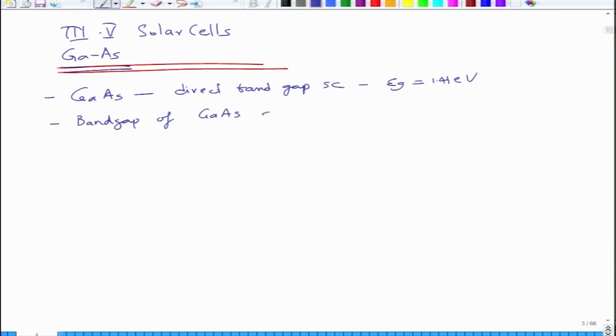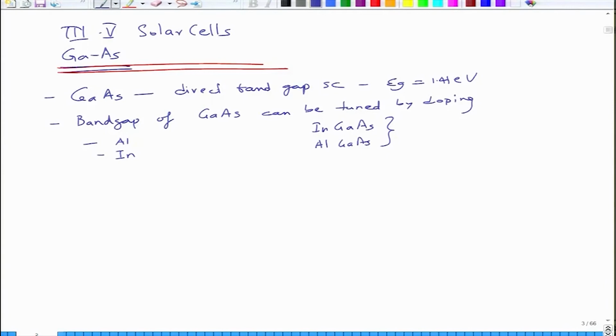The band gap of gallium arsenide can be tuned by doping, and typical dopants that we use are things like aluminum and indium. So, you can have indium gallium arsenide and aluminum gallium arsenide, called InGaAs and AlGaAs. These are two commonly used forms of gallium arsenide doped with indium and aluminum. For example, aluminum doping increases the band gap to closer to about 1.8 electron volt.